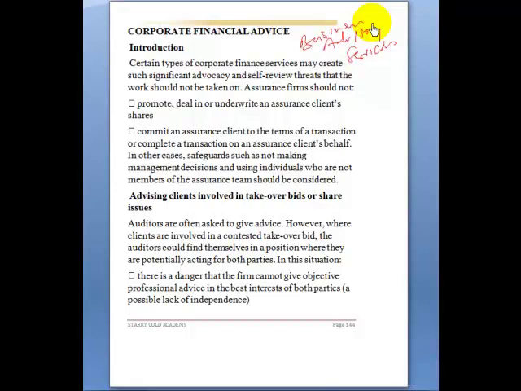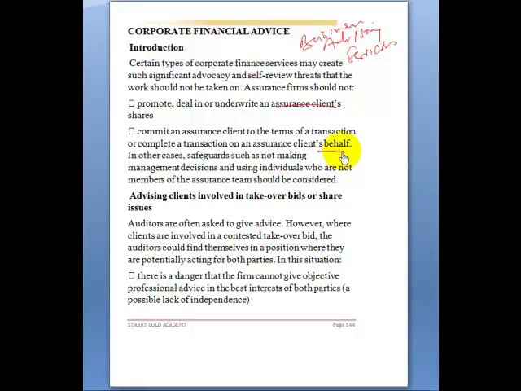Telling the management where we have to invest, for example, could create problems if it didn't work, or you're advising them on the best corporate structure they are supposed to have. All these things could create a risk whereby you may discover that you are actually taking management decisions for the organization. Okay, an assurance firm should not promote, deal in, or underwrite an assurance client's shares. They should not commit an assurance client to the terms of a transaction or complete a transaction on an assurance client's behalf. So don't take a management role.